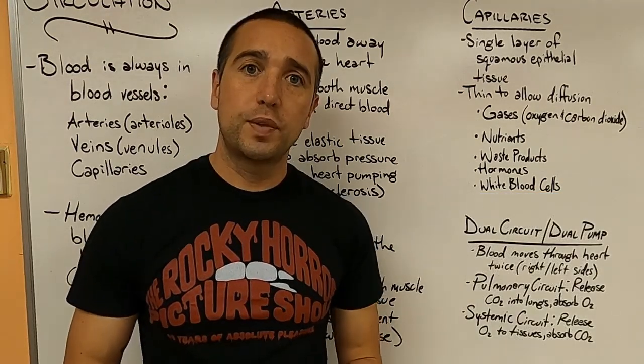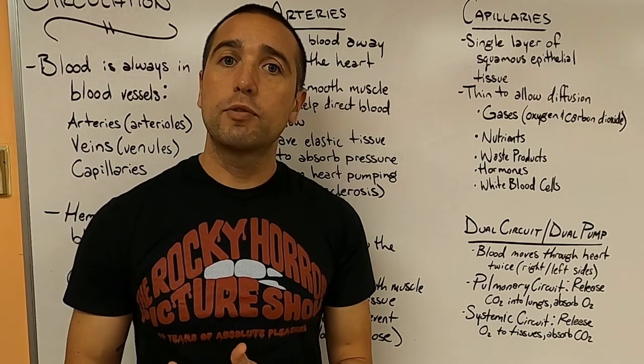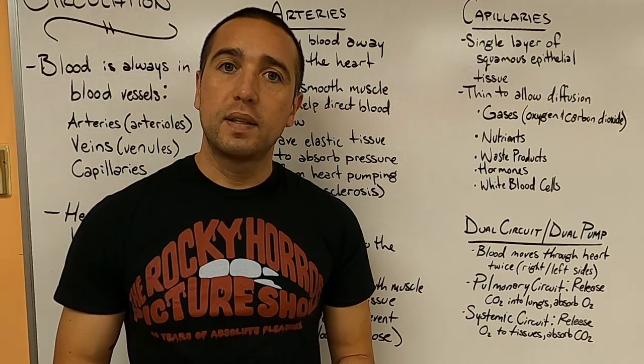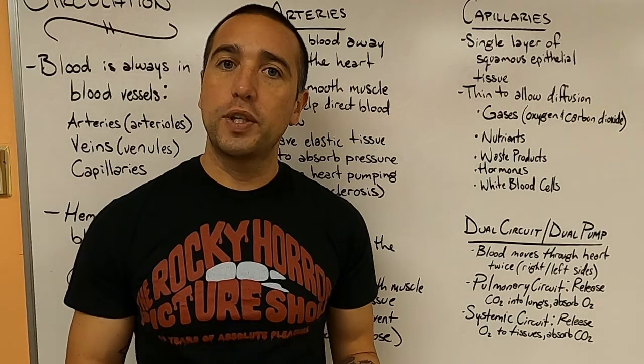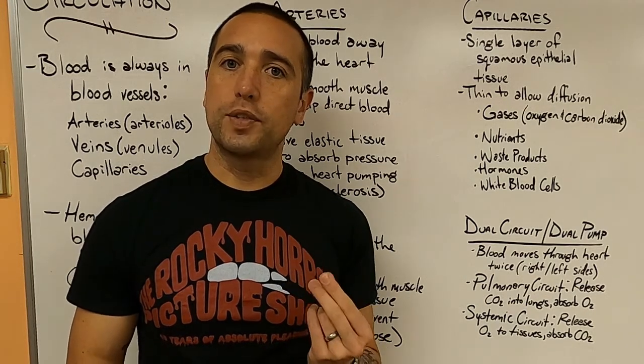The circulatory system is referred to as a dual circuit, and the heart is referred to as a dual pump. The reason for that is that in the entire circulatory system, a blood cell would essentially go back and forth to the heart 2 times to go all the way through the circulatory system.